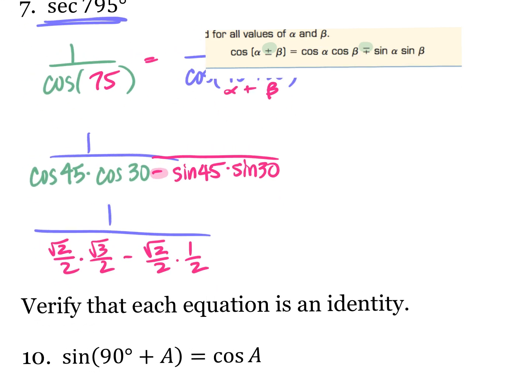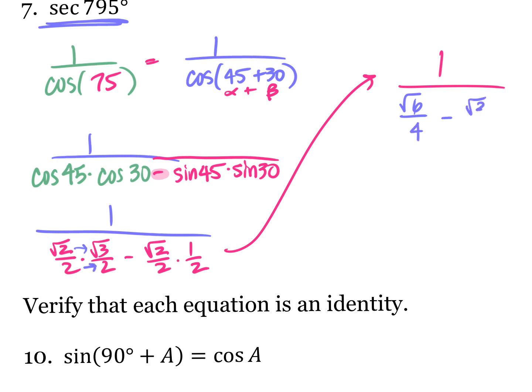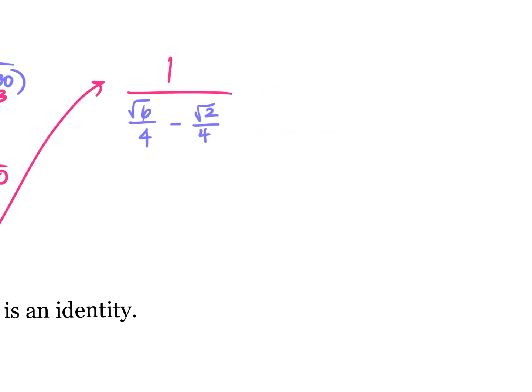Here we go. Let's keep simplifying. In order to do that, I still have 1 over. Multiply straight across with your roots. We'd have root 6 over 4 when we multiply, minus root 2 over 4. So we've got 1 over root 6 minus root 2 over 4.